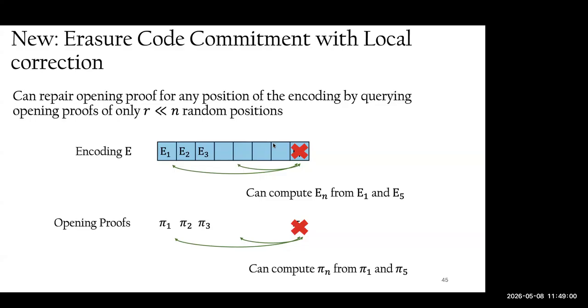Of course, because any R symbols won't have enough information to be able to repair everything, right? They can repair certain symbols. It depends on your code, which symbols can repair which symbols. Yeah, good question.